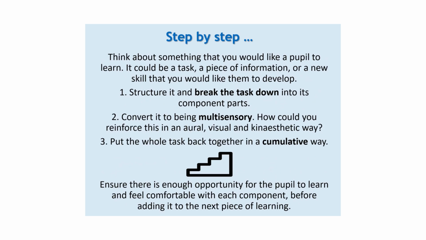Step by step. Think about something that you would like a pupil to learn. It could be a task, a piece of information, or a new skill that you would like them to develop. Structure it and break the task down into its component parts. Convert it to being multisensory. How could you reinforce this in an oral, visual, and kinesthetic way? And put the whole task back together in a cumulative way. Ensure there's enough opportunity for the pupil to learn and feel comfortable with each component before adding it to the next piece of learning.